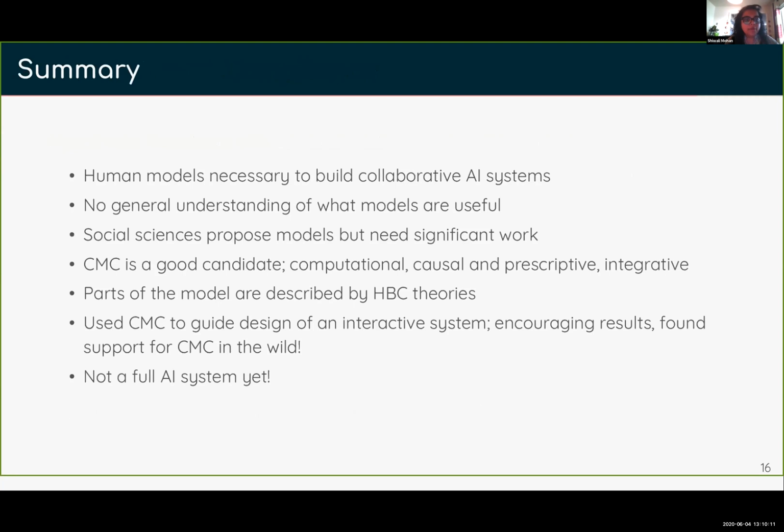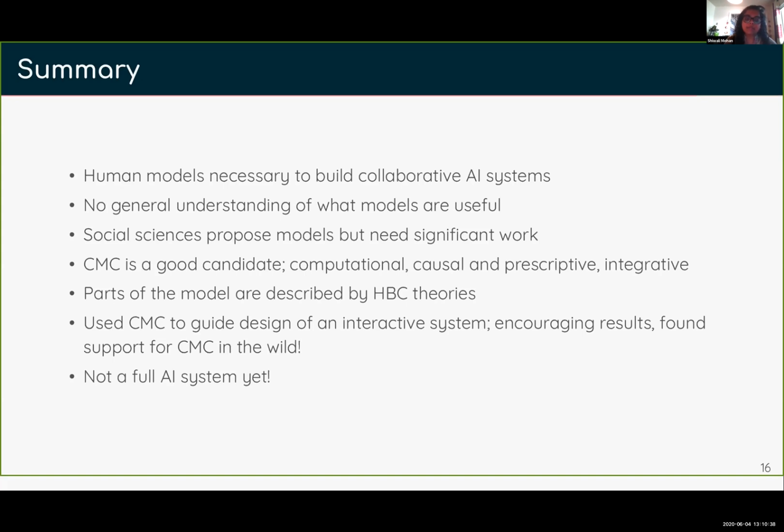So to briefly summarize, going back to the original question of human models, it's incredibly important to build collaborative AI systems. Human modeling is extremely important, but there's no general understanding in the AI literature. Social sciences propose models, but it's not really clear how you would put them in an AI system. You just can't plug and play. You have to do the work of bridging the gap.